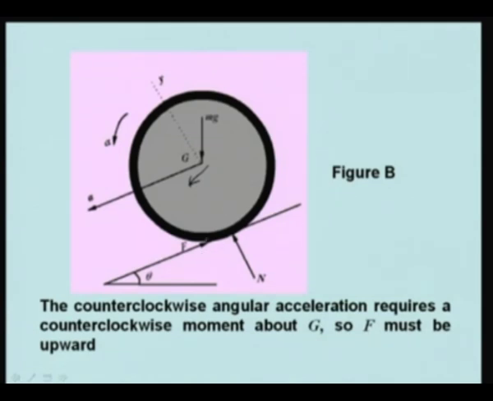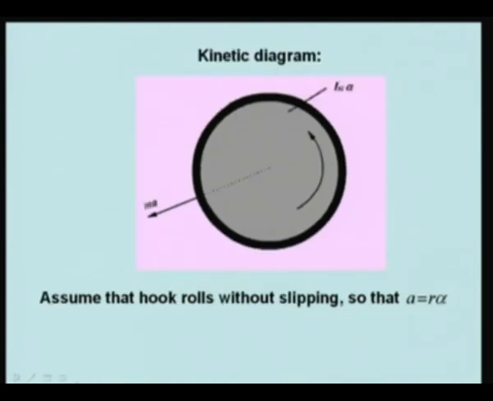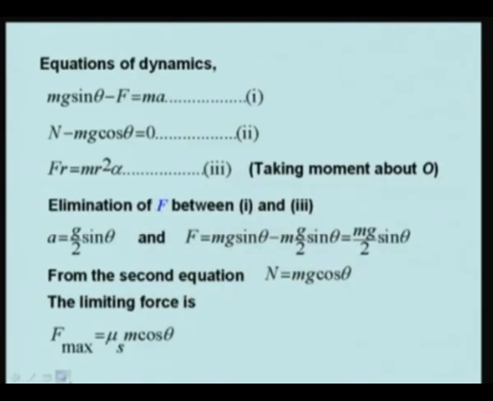So whatever direction we have shown here is correct, so it is counterclockwise. Then we make the kinetic diagram, in which we just show mass times acceleration, which is in the direction of the inclined plane, and I_G times alpha. Now assume that the hoop rolls without slipping, so that a is equal to r alpha, that equation is valid. Now you write the basic equations. So three equations of dynamics are written.